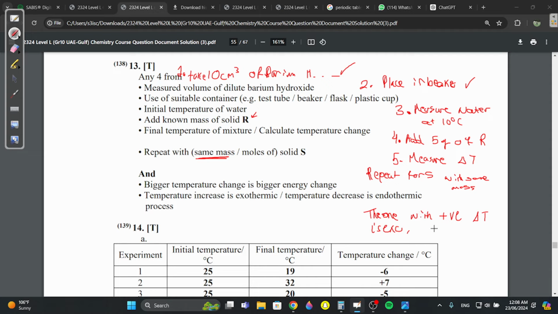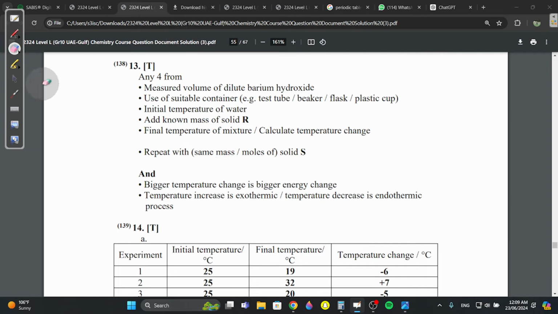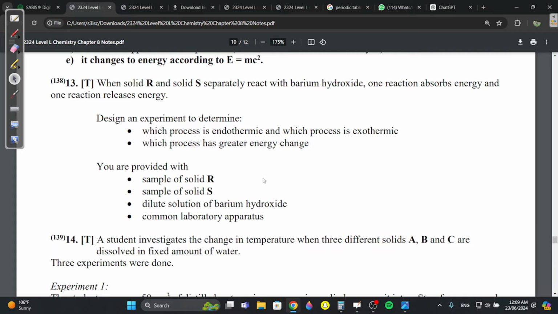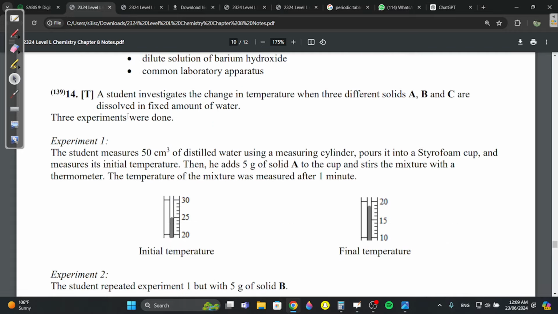I'm not going to write it all. And you say larger delta T is larger energy change. If you write all of this, you'd get full marks. Some of them aren't required, but if you want to get the maximum amount of marks, you have to write this. Write it as steps. You have to be professional, kind of like you're writing an experiment.